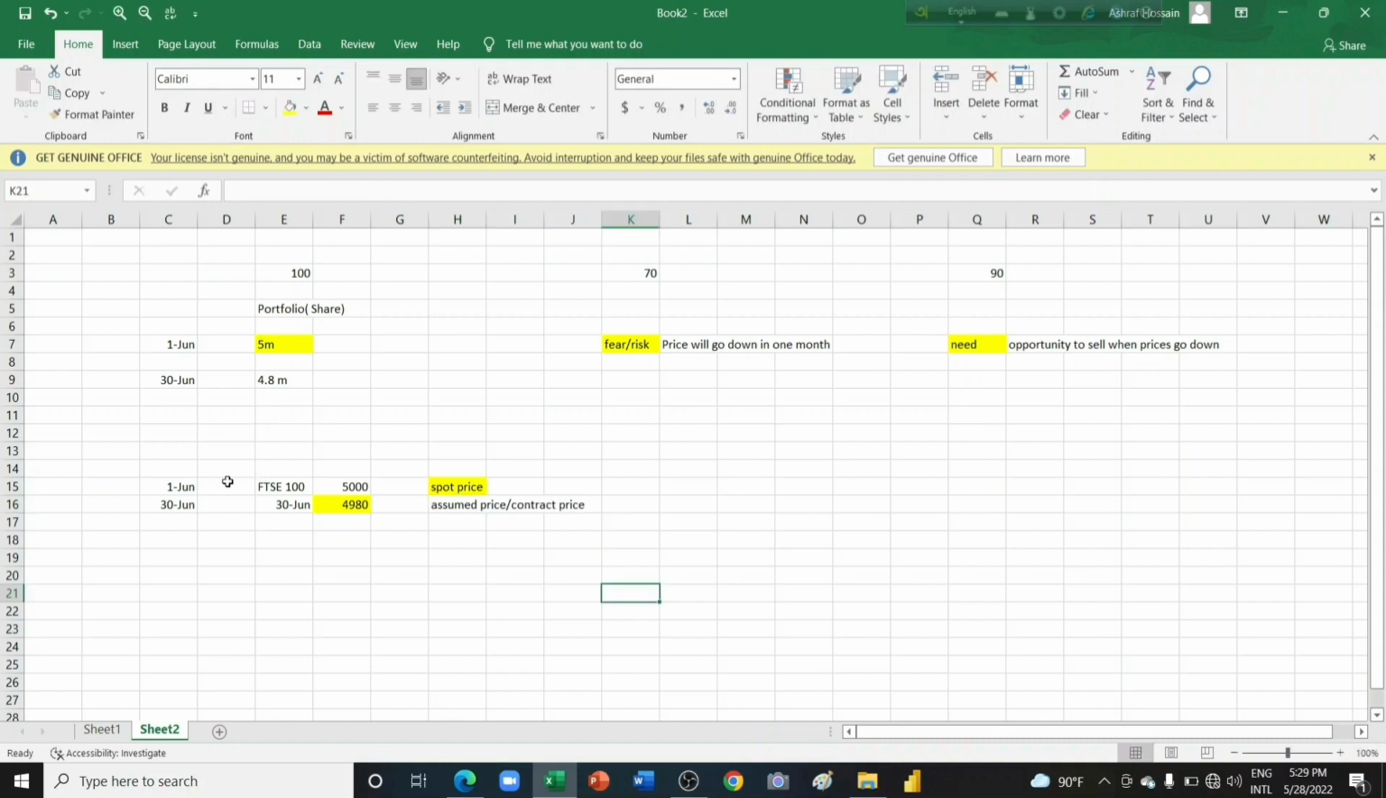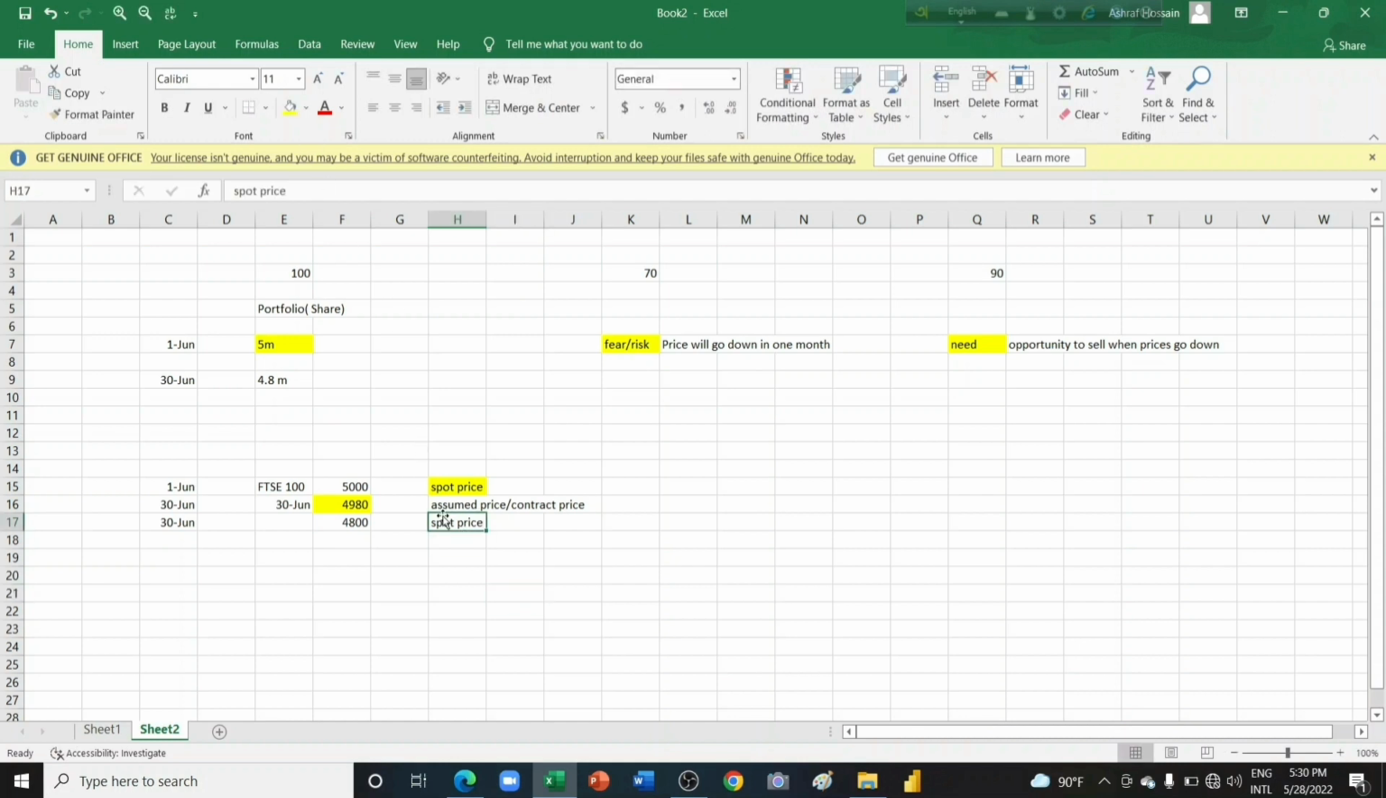As the FTSE market assumed that on 30 June, the price of an index future contract would be 4980. So they set the price on 1st June that if you want to buy a 30 June future, that means the 30 June future gives you a right to sell for 4980. So this is not the spot price. This is the assumed price or contract price. This one gives you a right to sell on 30 June for 4980 USD. And on 30 June, the actual price of the FTSE 100 index stood at $4,800. This is again the spot price for 30 June.